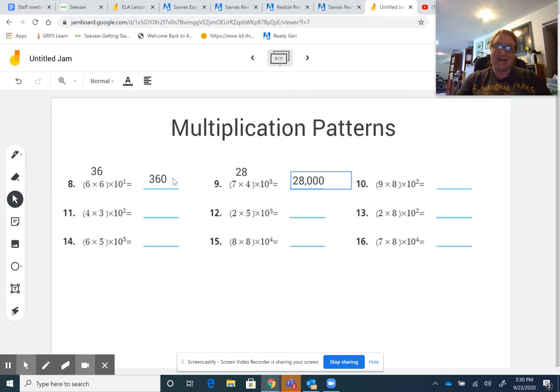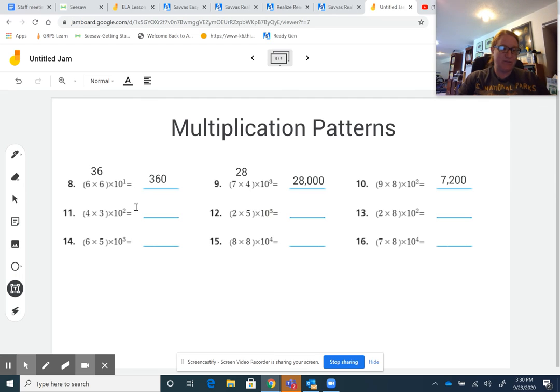Number 10 says 9 times 8. 9 times 8 is 72. And how many zeros do I need? Because I'm multiplying that by 10 to the second power, or the second power of 10, which means 2 zeros. And I'm going to go back 3 spaces and put my comma in.